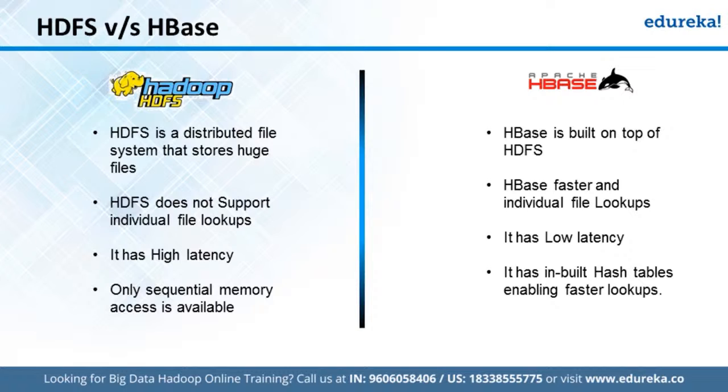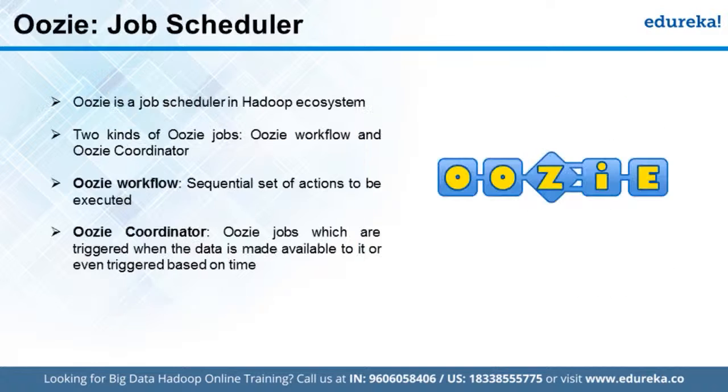All it is trying to show is what you do in HDFS, how easy it is to do it in HBase. Oozie. So Oozie is a job scheduler in the Hadoop ecosystem. So from an automation perspective, if you think about it, you need a scheduler, right? Oozie workflow and Oozie coordinator.